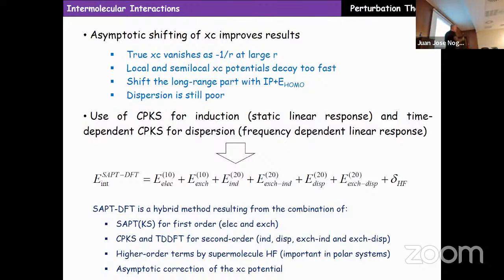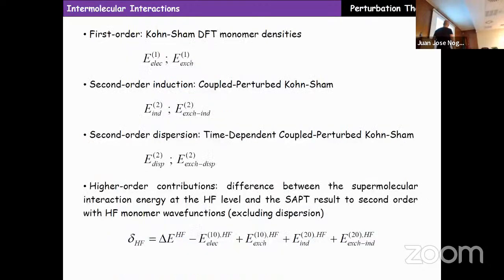And what we do here is an asymptotic correction. So we correct in SAPT-DFT the decay of the exchange correlation potential with the distance, because normally the exchange correlation potential decays very fast. That's why the long range electron correlation is not well described by them. And we correct this decay of the exchange correlation potential to improve our results.